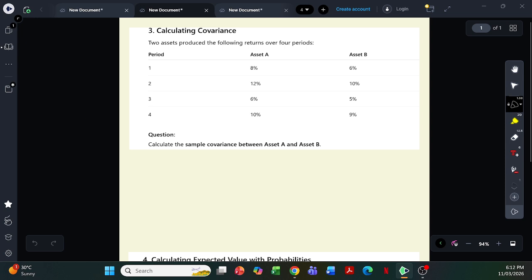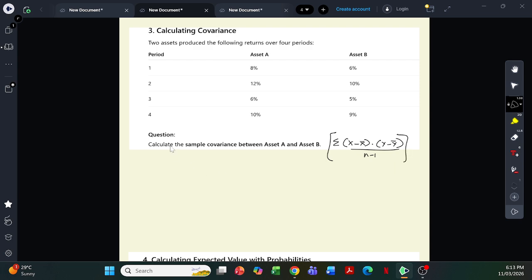Now we're going to move on to calculating covariance. Okay, calculating covariance. So before we look into that, again, we gotta write down the formula, which is going to be a summation of (x minus x bar) multiplied by (y minus y bar) divided by n minus 1. This is also the formula for covariance.